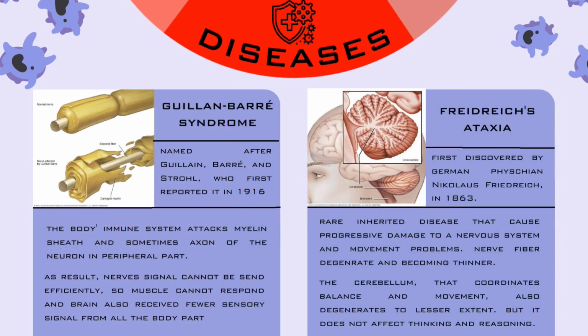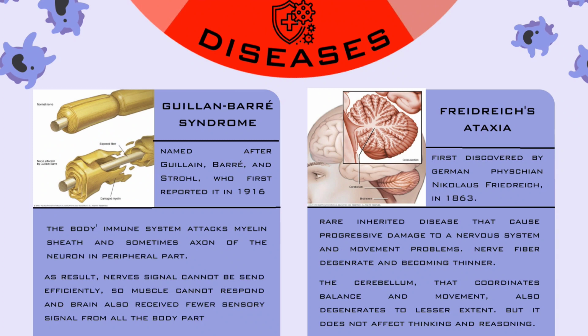And next, let's talk about diseases that are related to the nervous system. One of them is Guillain-Barré syndrome, which was discovered in 1916. This syndrome happens because the body immune system attacks myelin sheath and sometimes the axon of neuron in PNS. As a result, neurons cannot transmit nerve signal, so muscles cannot respond to the signal and the brain also will receive fewer sensory signal from all the body parts.